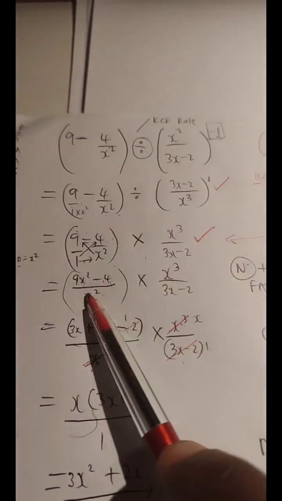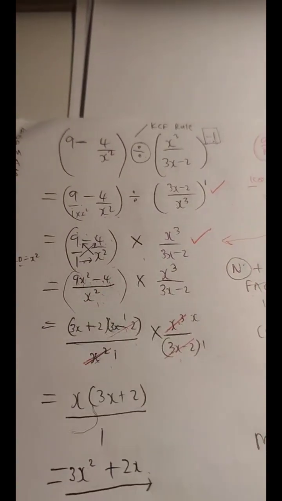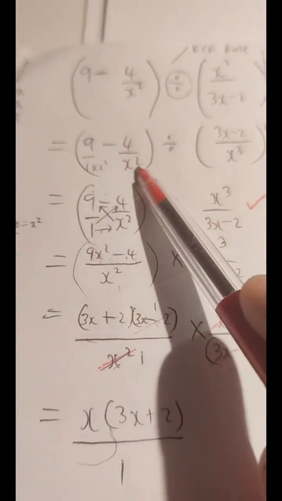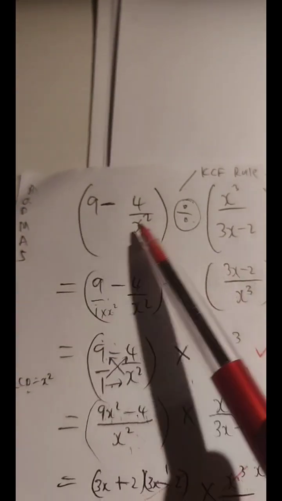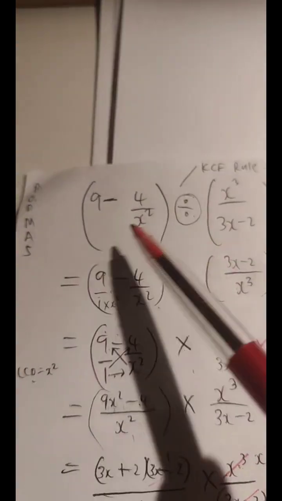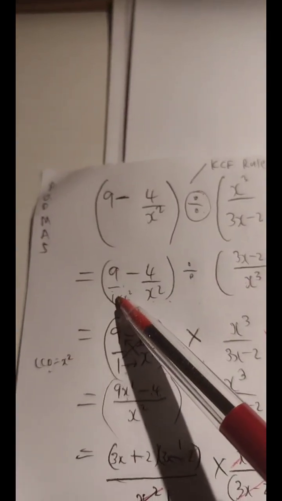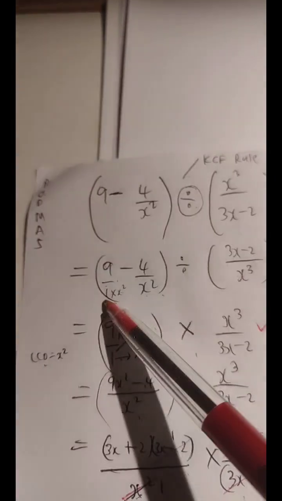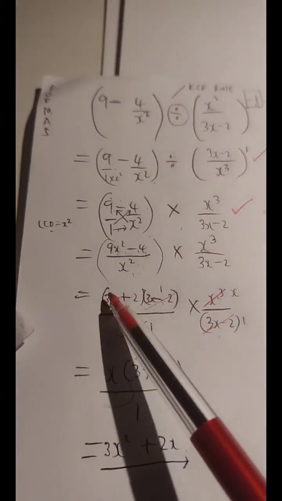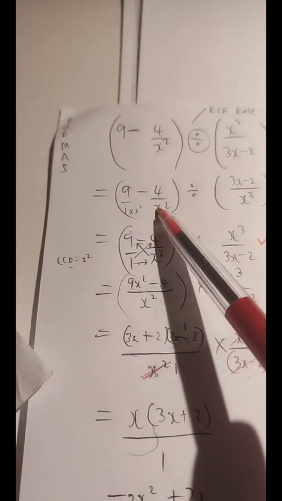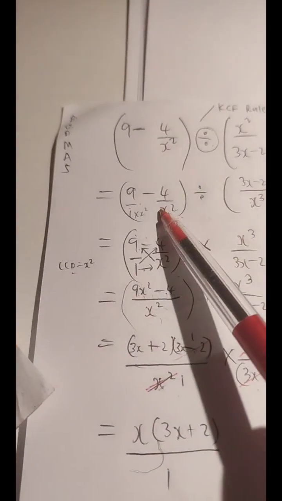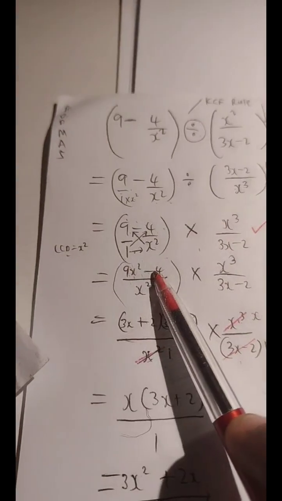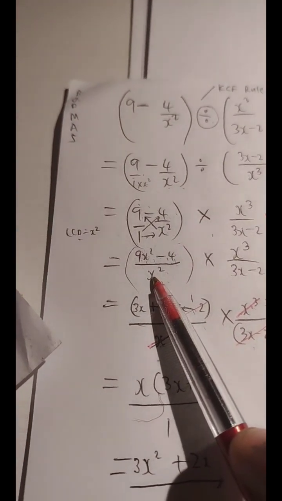We then, inside this bracket, deal with the addition or subtraction of two fractions. Remember, denominators are not the same currently, 9 over 1 and 4 over x squared. So we figure the LCD is x squared. We multiply the denominator by what is needed to get the LCD, which is times x squared. What we do on the denominator, we do in the numerator. Then same thing with 4 over x squared. What we do in the denominator is times by 1. We do the same thing in the numerator. So then you have 9x squared minus 4 over x squared.